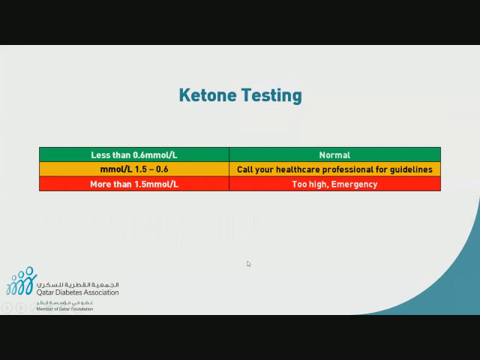Usually the ketone level should be less than 0.6 millimole per liter. If it's from 0.6 to 1.5 millimoles per liter, you need to call your doctor or the healthcare professional and get guidance, and let them show you what to do in this case. If it's more than 1.5, this is an emergency and you need to go to the hospital, because if you develop ketoacidosis, that's a case that needs hospitalization and special treatment protocols.